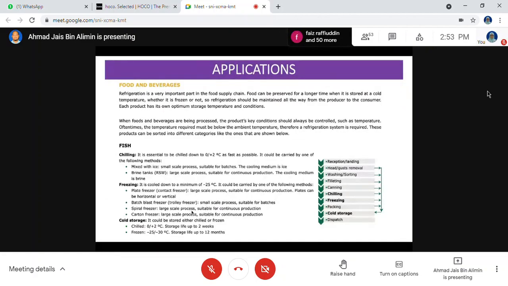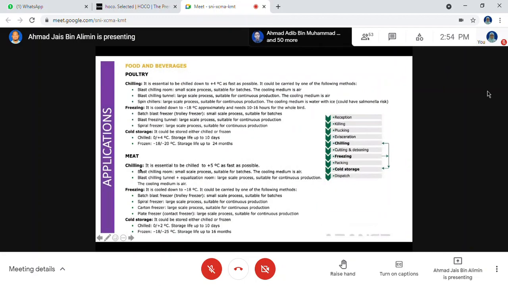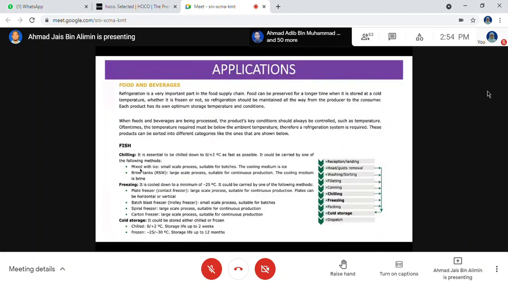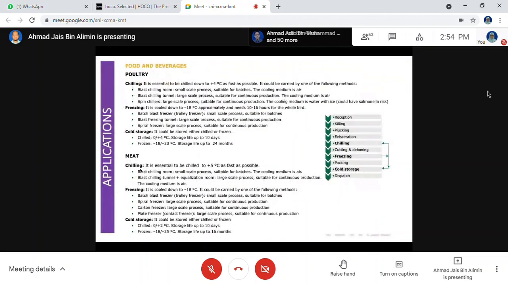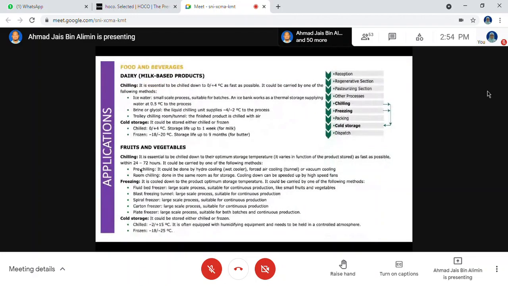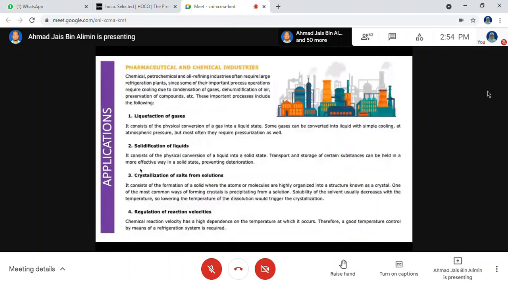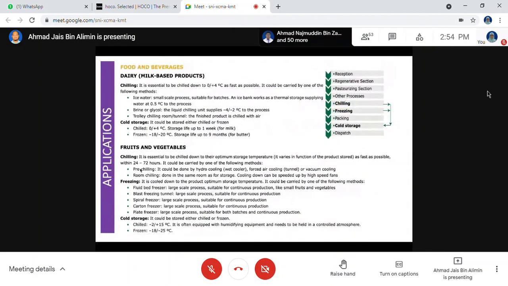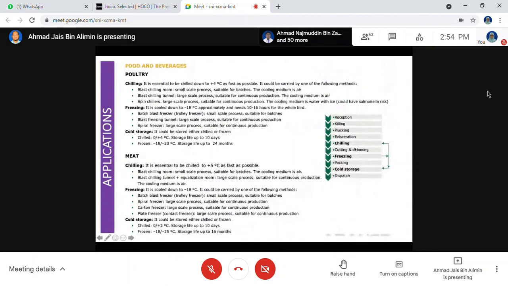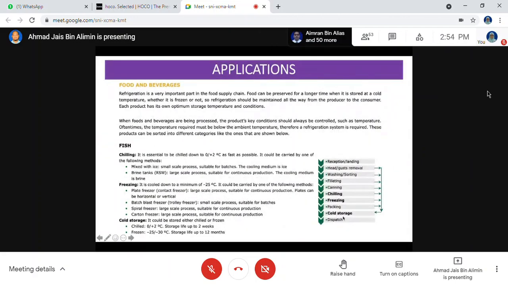Application of refrigerant. So I think this one you can just browse through. Usually for the food and beverages. Again, then fish, poultry, meat, dairy milk, fruit and vegetables. If you can see on here, chilling, freezing, cold storage. Okay. Chilling, freezing, cold storage. Chiller, freezer, followed by cold storage.